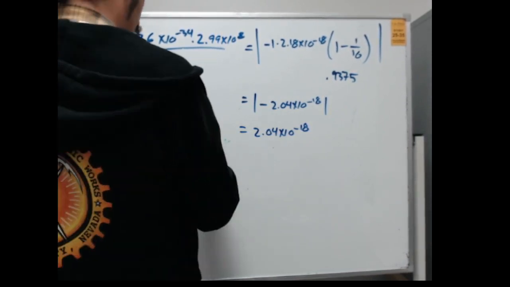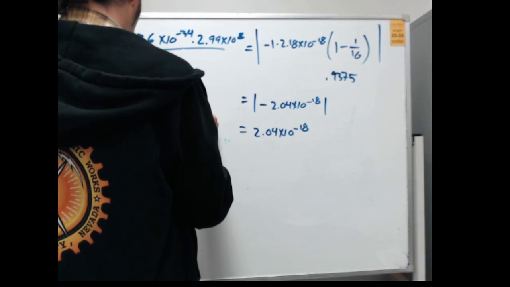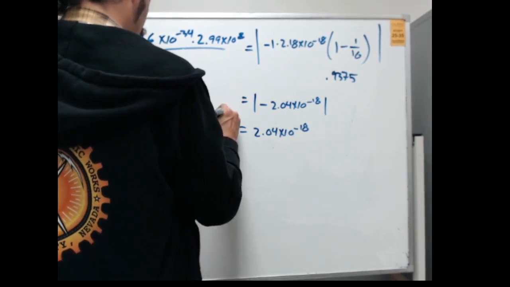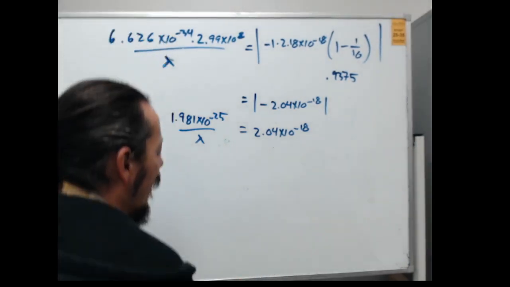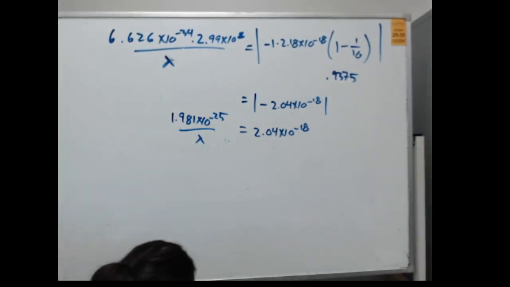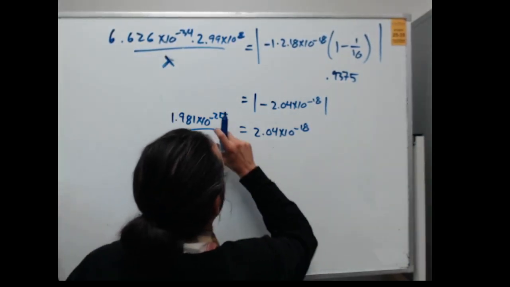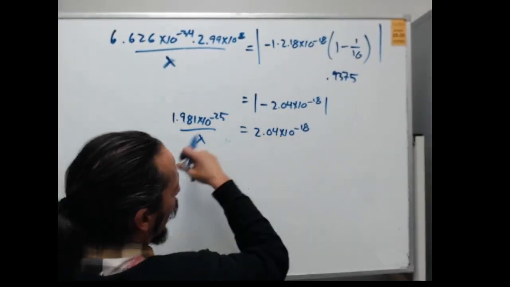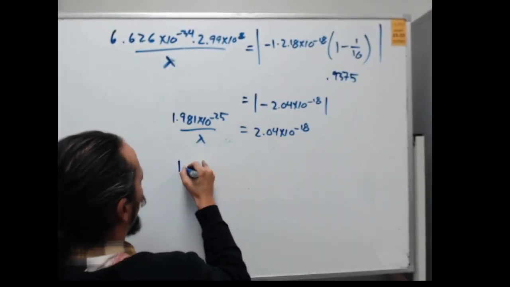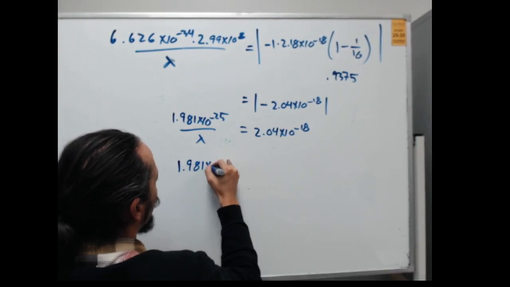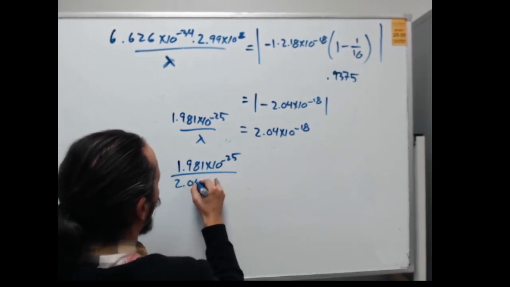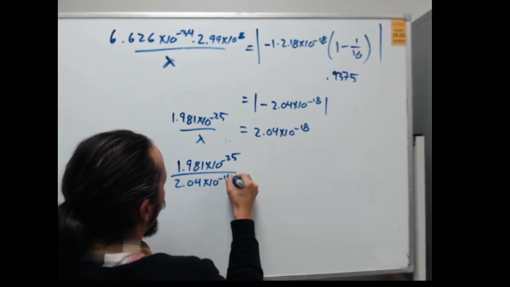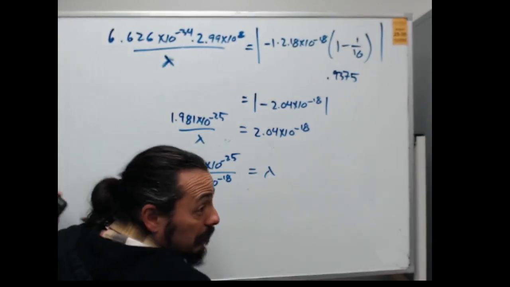8 is 1.981 times 10 to the minus 25 over lambda. And again, the way I like to do this is cross multiplying. Some people like to divide over, then inverse. I find it easier to cross multiply, so I get 1.981 times 10 to the minus 25 divided by 2.04 times 10 to the minus 18 is equal to lambda.